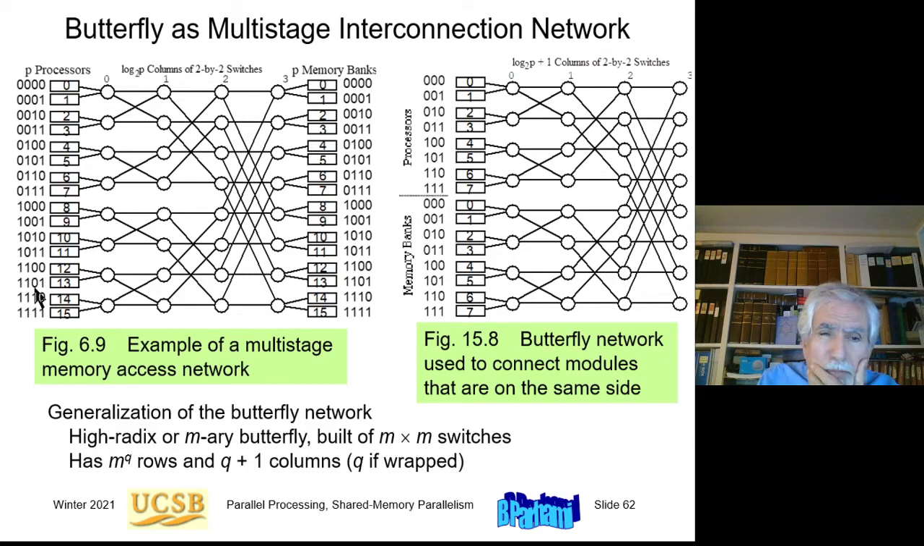So butterfly is basically a multi-stage interconnection network. And this is actually called binary butterfly because it uses 2x2 switches. We can also design m-ary butterfly networks, which use M by M switches. Okay, but the theory is basically the same for either binary or m-ary. We focus on binary because it's simpler to discuss and understand.